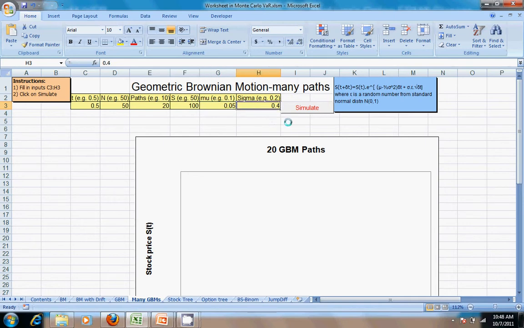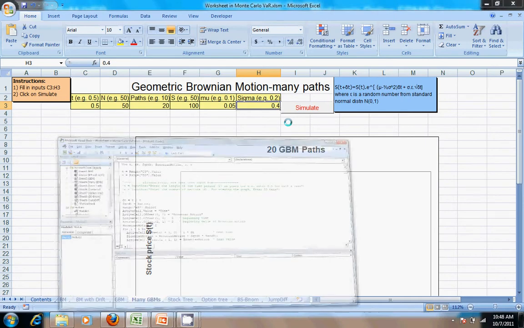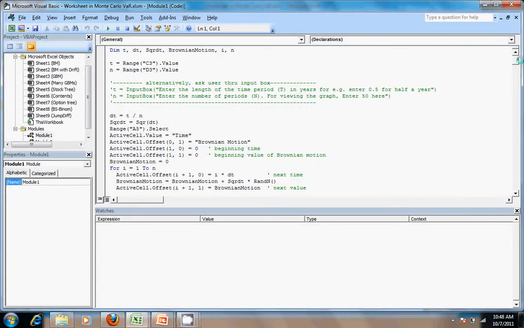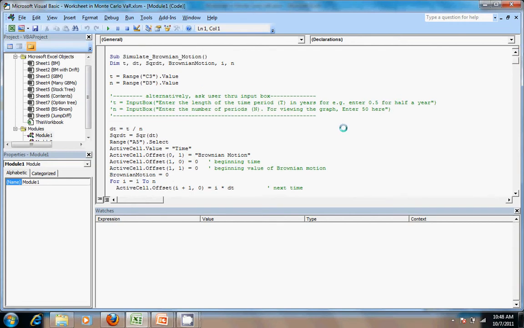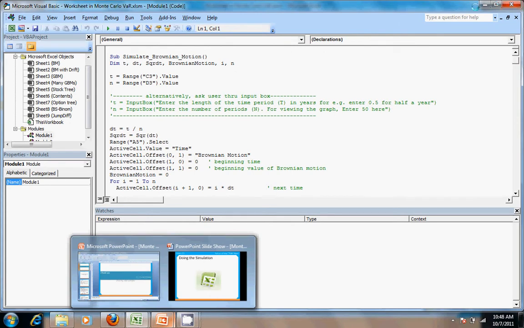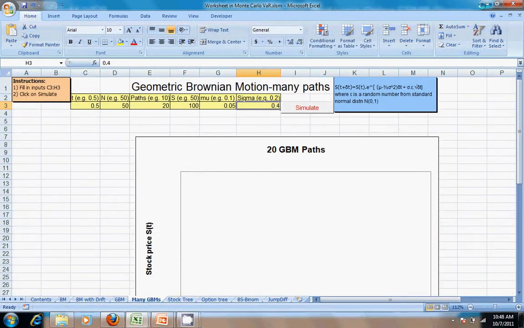Now before I click on simulate, I'll just show you that the simulation is basically going to come out of a VBA macro, which is here. Although we can do the simulation even without a VBA macro, we can do it in plain Excel itself because we know the differential equation. But to make it easier, I have done this. I'm going to click on simulate and see what happens.